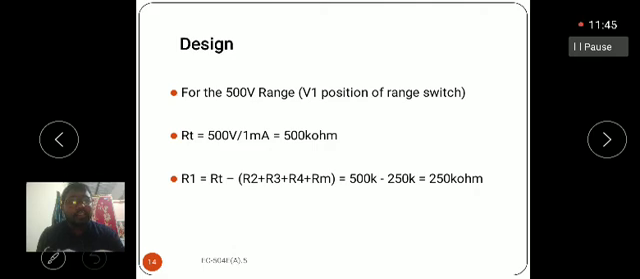Then we find R1 is equal to RT minus (R2 plus R3 plus R4 plus Rm).